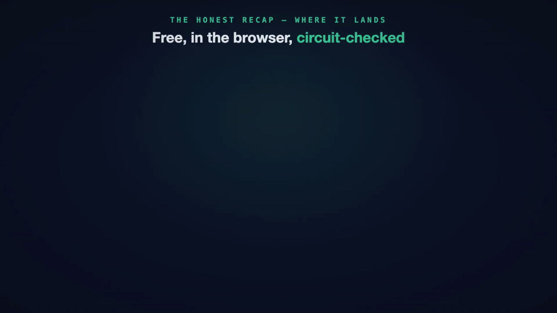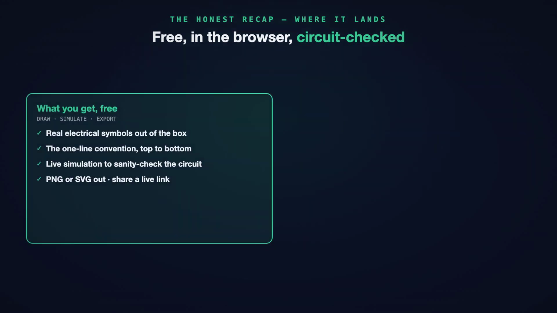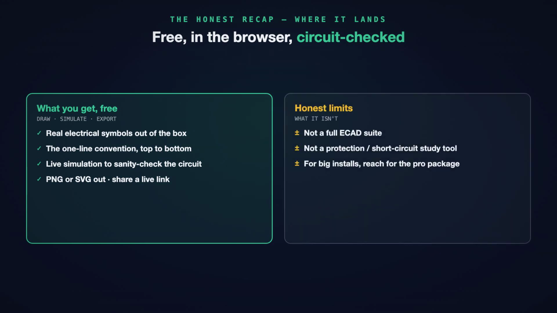So, honestly, where does this land? This is a free browser tool for drawing single line diagrams: real electrical symbols, the one-line convention, live simulation to sanity check, and PNG or SVG out at the end. It is not a full ECAD suite, and it does not pretend to be. For a proper protection coordination or short circuit study on a large installation, you still reach for the heavy professional package. But for actually drawing a single line diagram for a panel, a solar array, a study drawing, a class assignment, free in the browser with the circuit check before you build it, is genuinely hard to beat. No install, no license, no blank page paralysis.